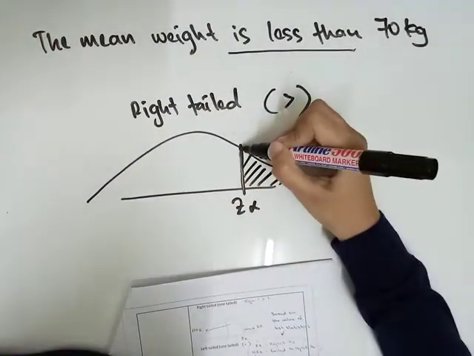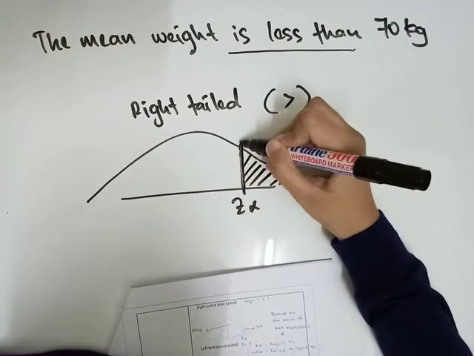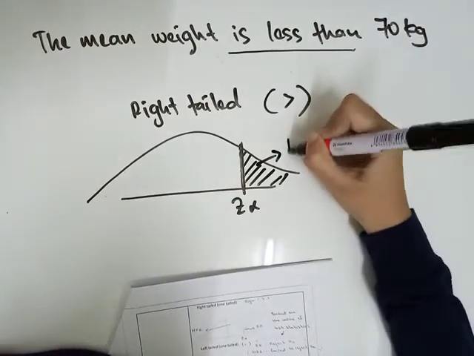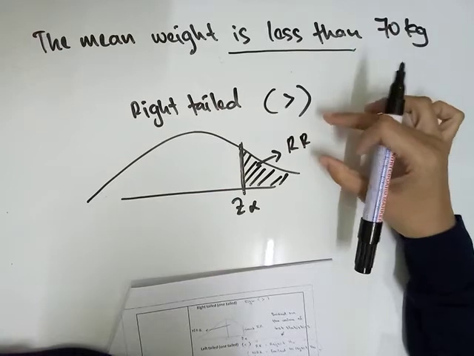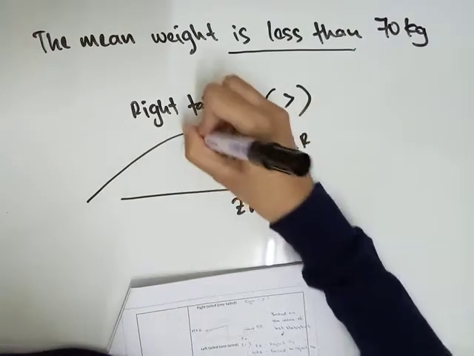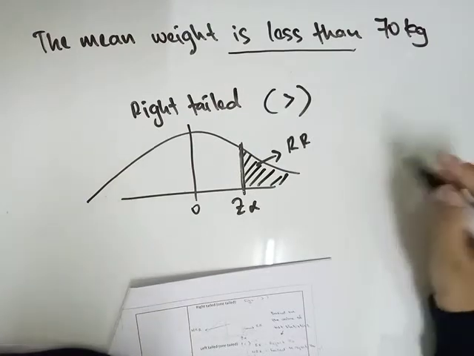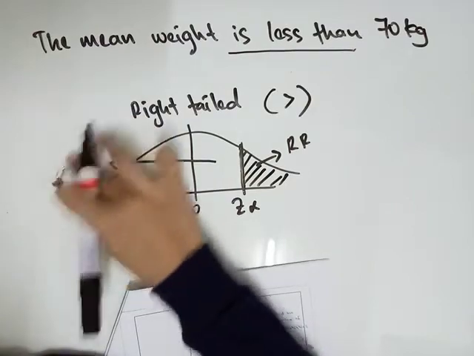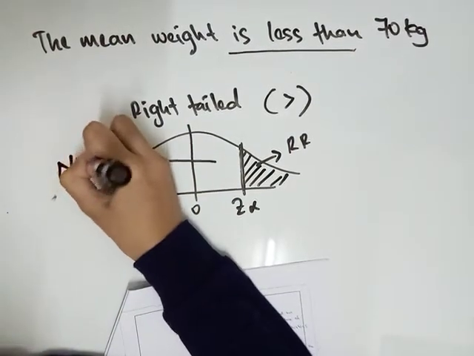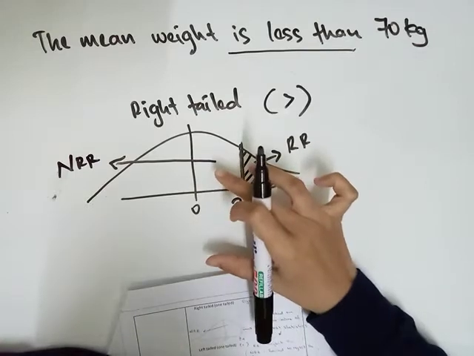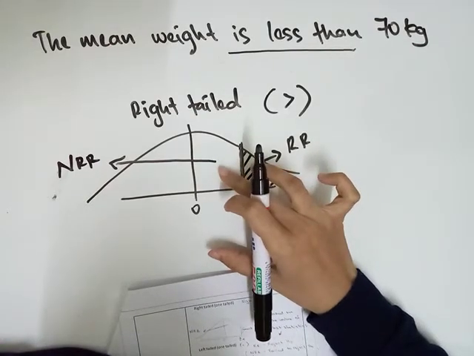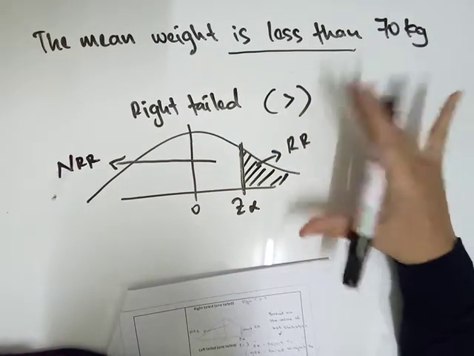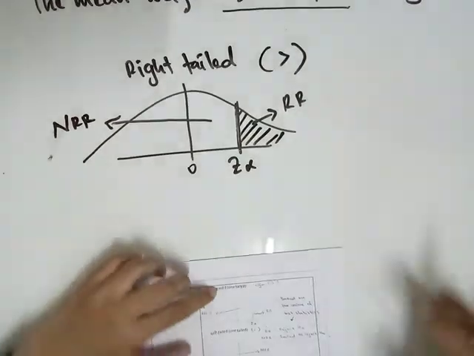Okay, apa function critical value? That means this is limit. Limit dia saja. Yang shaded ni we let as RR. What is RR? Rejection region. Yang ni kosong kat sini. And yang tak ada shaded ni, we let as NRR, non-rejection region. Okay, cuba fahamkan yang ni saja dulu. Later nanti saya akan explain kenapa dia macam ni. Okay, and then this is for right tail.